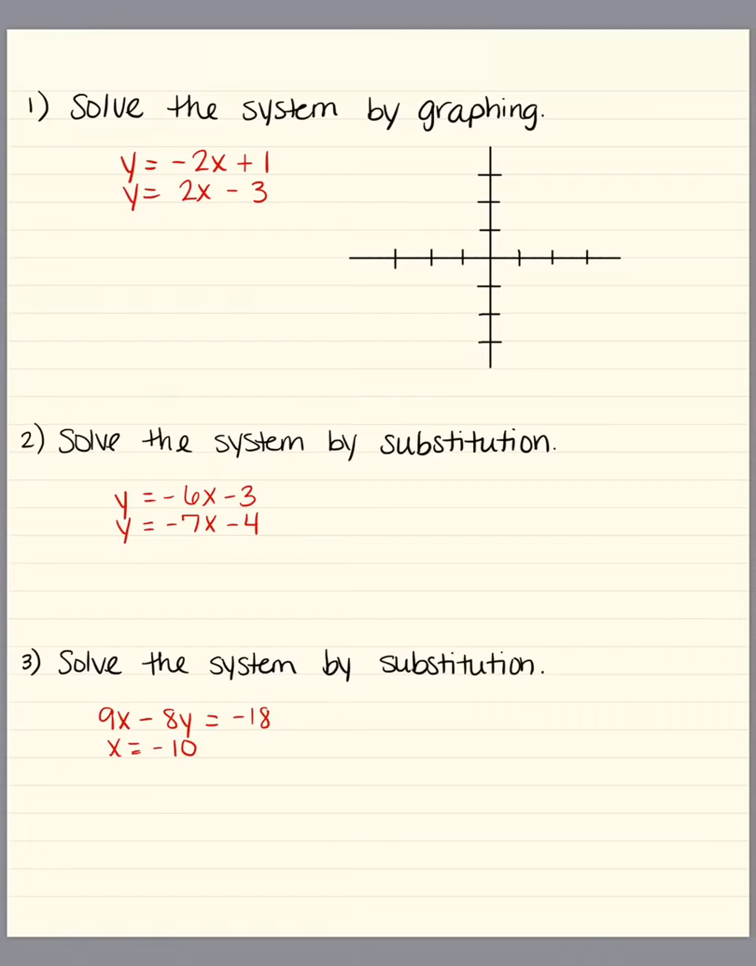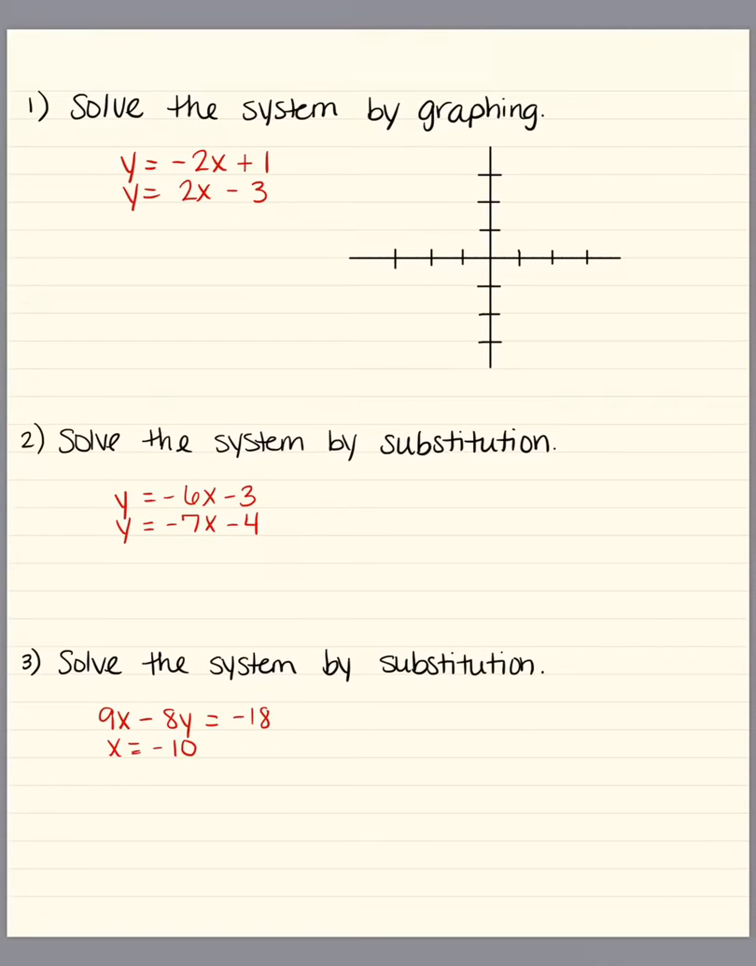Okay, so the first thing we're going to do is do a review of the graphing method. So you want to use this when both of your equations say y equals. So all we need to do is graph these two equations on the coordinate plane, and then wherever they intersect will be our answer. So let's graph this first one, y equals negative 2x plus 1.